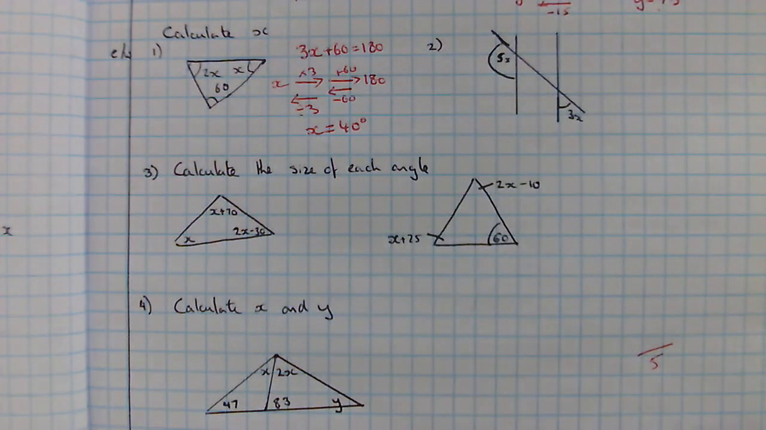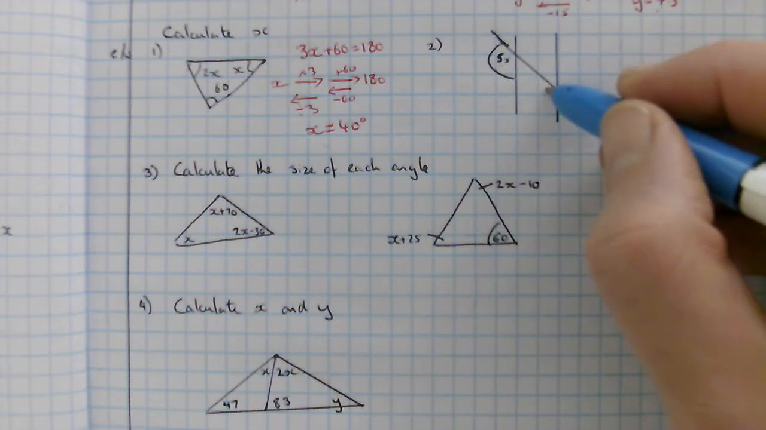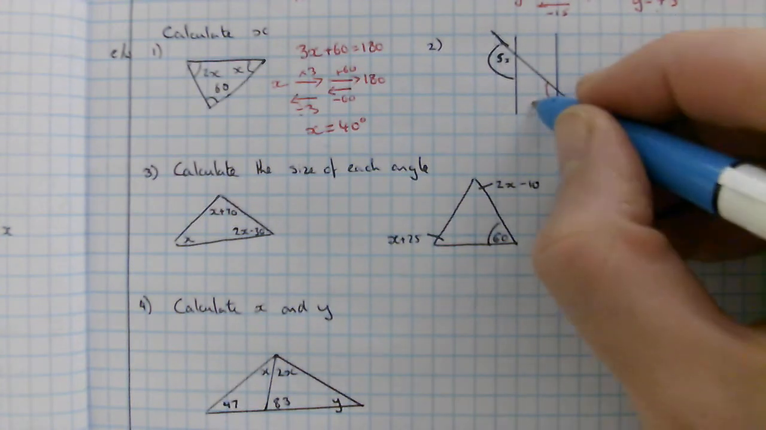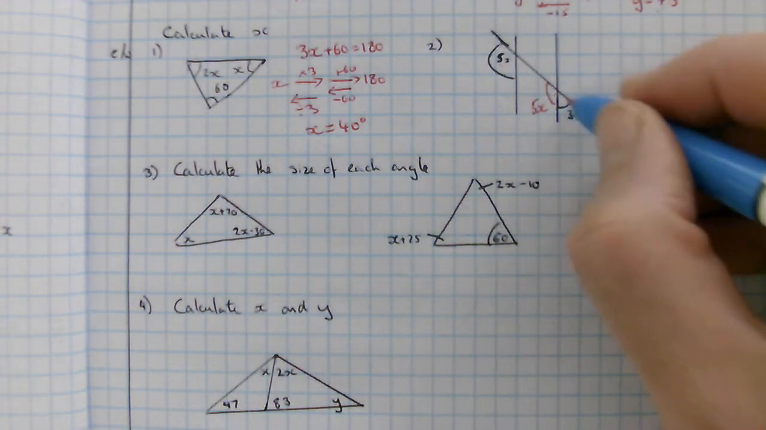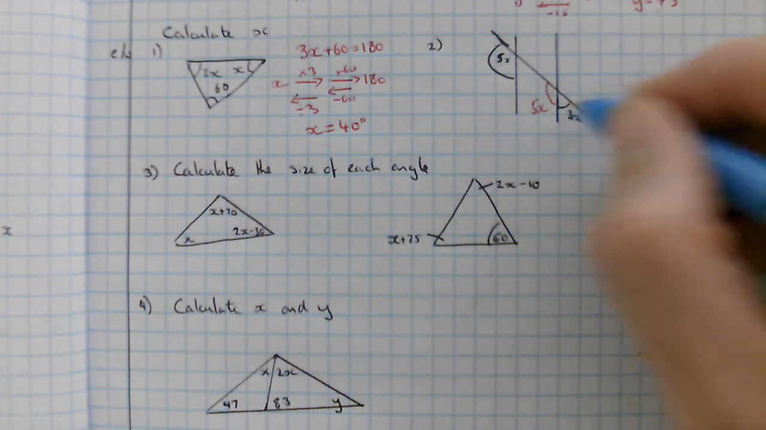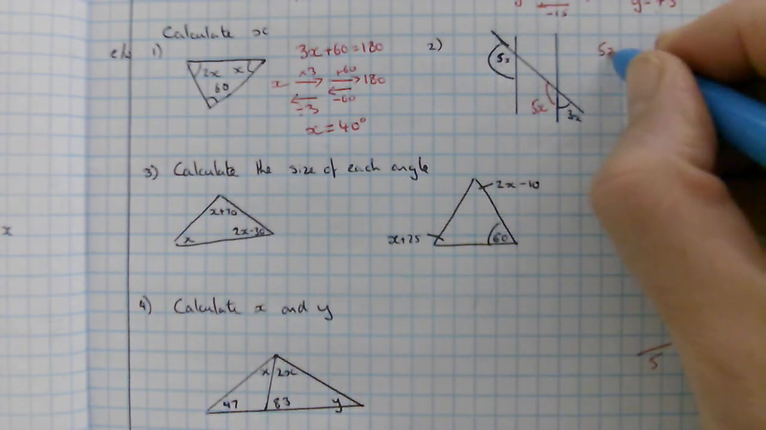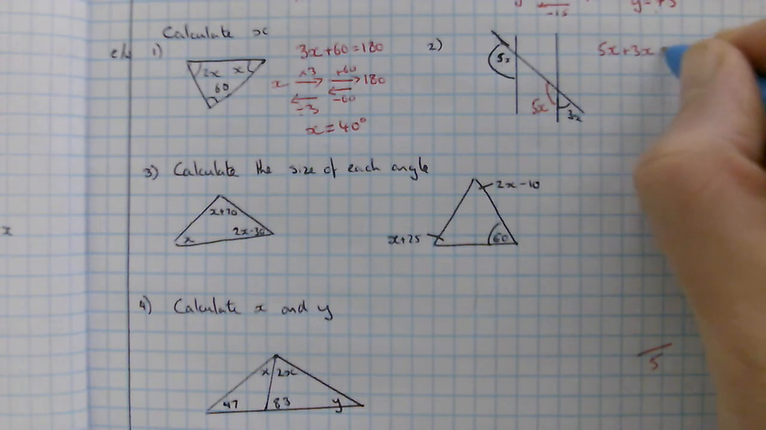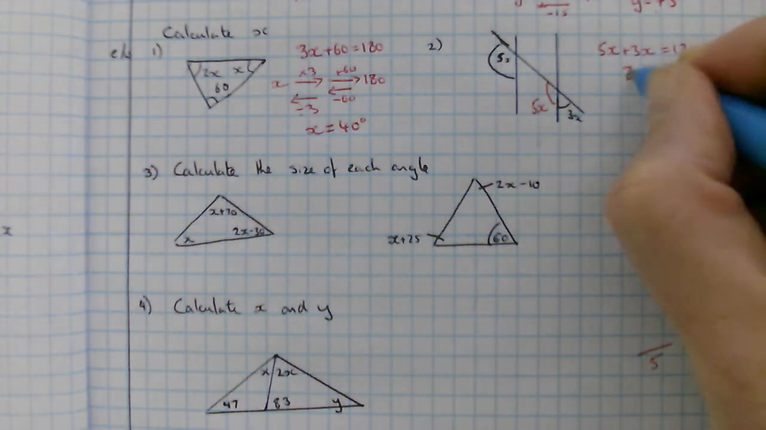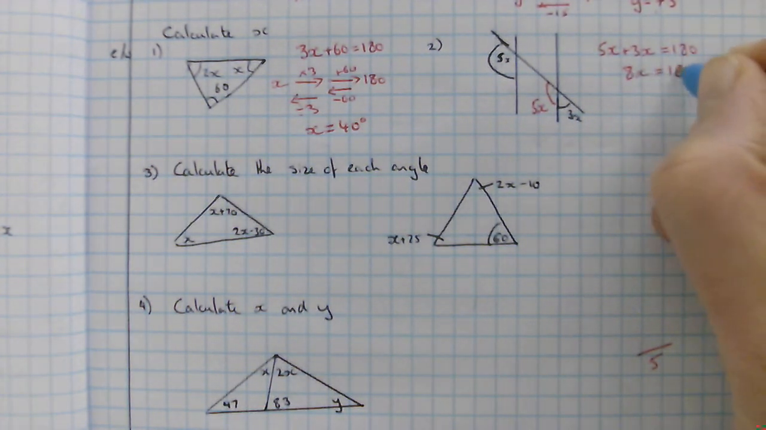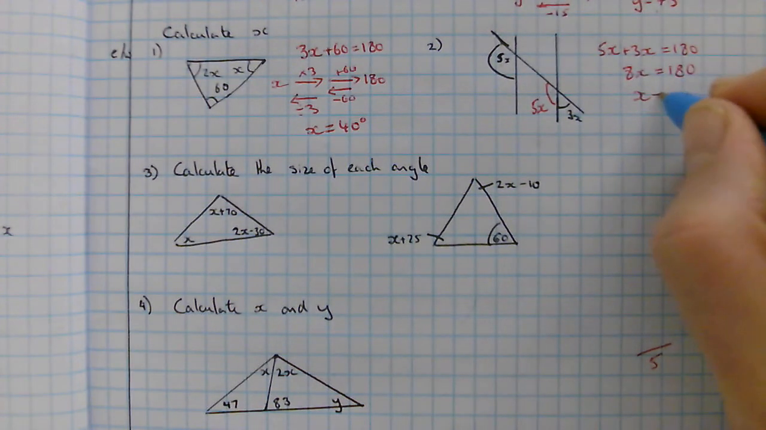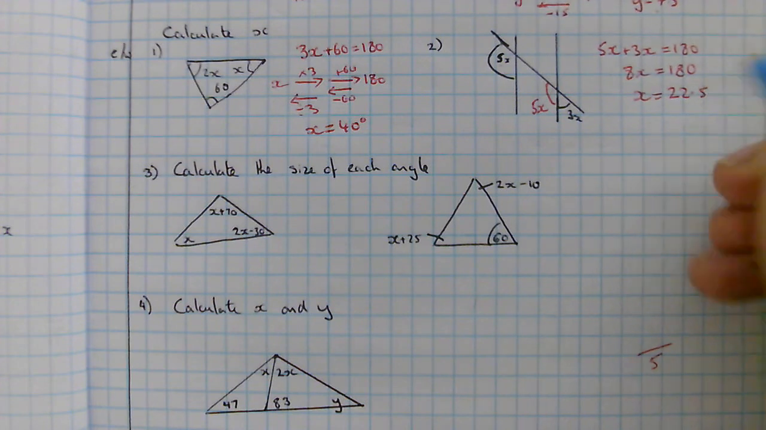For the second one, I can shift my 5x down to here because I know those are corresponding. So then I've got 2 angles on a straight line. I've got 5x and 3x. I know that together they add up to 180 because they're on a straight line. So I've got 8x equals 180. Therefore x equals 180 divided by 8, which is 22.5 degrees.